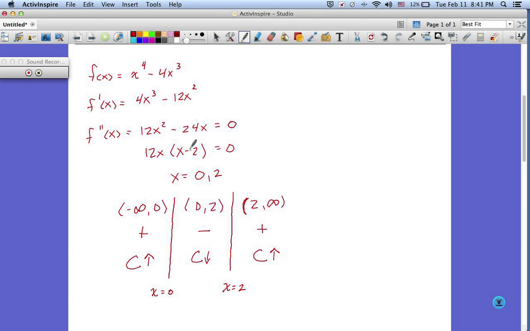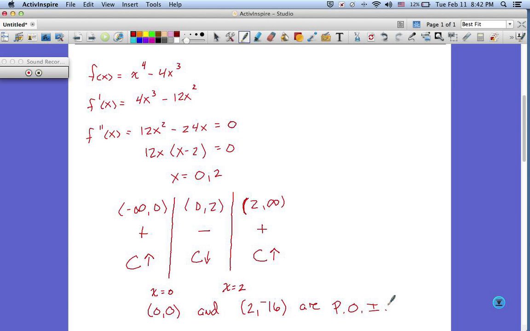Both of them came from points of differentiability, right? They came from zeros of the derivative, critical numbers that were not points of non-differentiability. Therefore, x equals 0, (0, 0) my y value is 0. And 2, well, that's 16 minus 32, (2, negative 16) are points of inflection because the concavity changed and our function was continuous and tangent lines exist at x equals 0 and x equals 2.